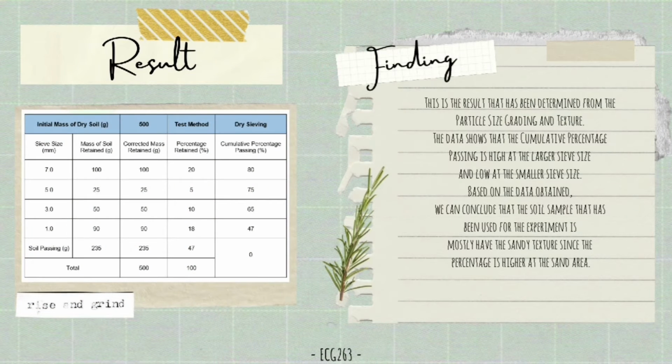This is the result that has been determined from the particle size grading and texture. The data shows that the cumulative percentage passing is high at the larger sieve size and low at the smaller sieve size. Based on the data obtained, we can conclude that the soil sample used for the experiment mostly has a sandy texture, since the percentage is higher at the sand area.